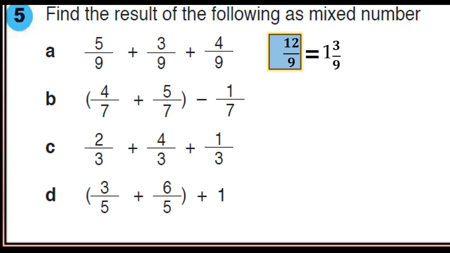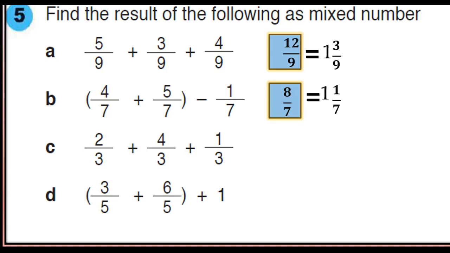What about 4 over 7 plus 5 over 7 minus 1 over 7? At first, add 4 to 5. 4 plus 5 equals 9. Don't forget to write 7 in the denominator. 9 over 7 minus 1 over 7 equals 8 over 7. How can I convert 8 over 7 to a mixed number? 8 over 7 equals 7 over 7 plus 1 over 7. Or when we divide 8 by 7, the result is 1 and the rest is 1. So 1 and 1 over 7.